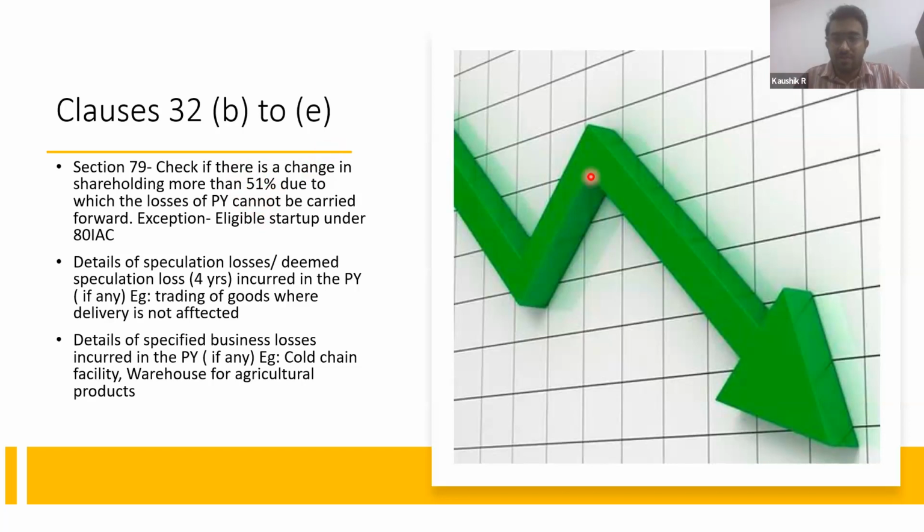So in this way, in clause B, they are asking if there is a change in shareholding. This is applicable only to private limited companies, not to public limited companies. In such scenarios, whether 51% is changed or not, we have to report it.